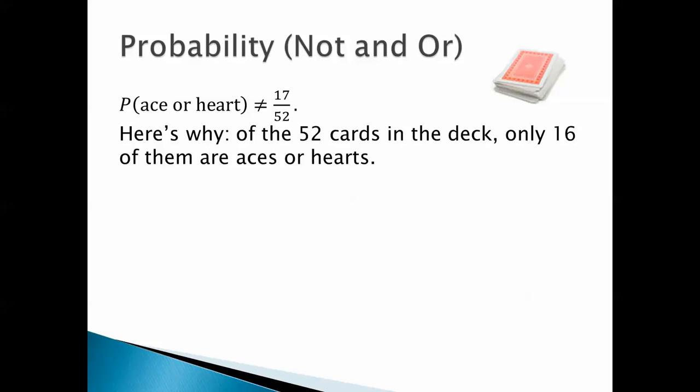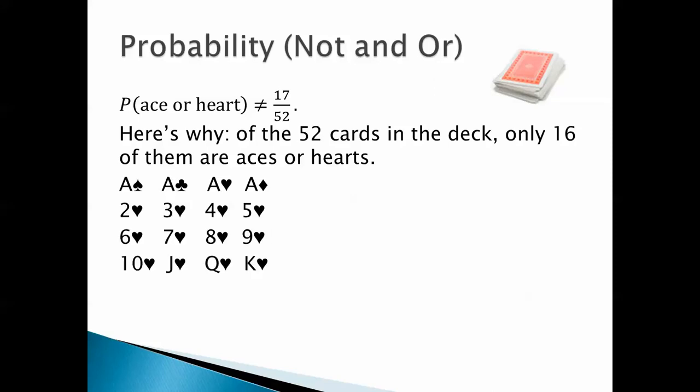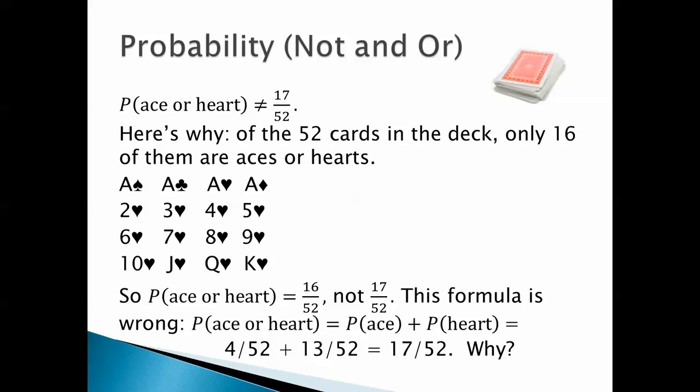Here's why. Of the 52 cards in the deck, only 16 of them are aces or hearts. You've got the ace of spades, clubs, hearts, diamonds, and then the other hearts would be 2, 3, 4, 5, 6, 7, 8, 9, 10, jack, queen, king. So the probability of an ace or a heart is 16 out of 52, not 17 out of 52, because there are only 16 cards in the deck that are aces or hearts.